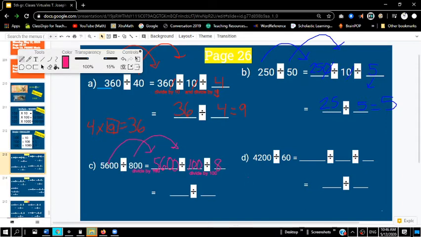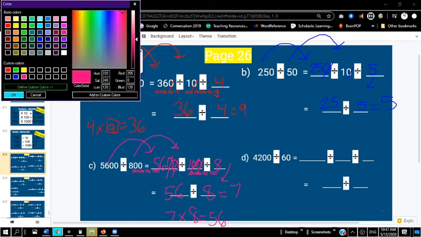So let me chop off those zeros at the end. Here we go. 56 divided by 1 is 56. And then I'm going to just lower my 8 into my problem. 56 divided by 8, we should all know, since we practice our multiplication facts, equals 7, because 7 times 8 equals 56.